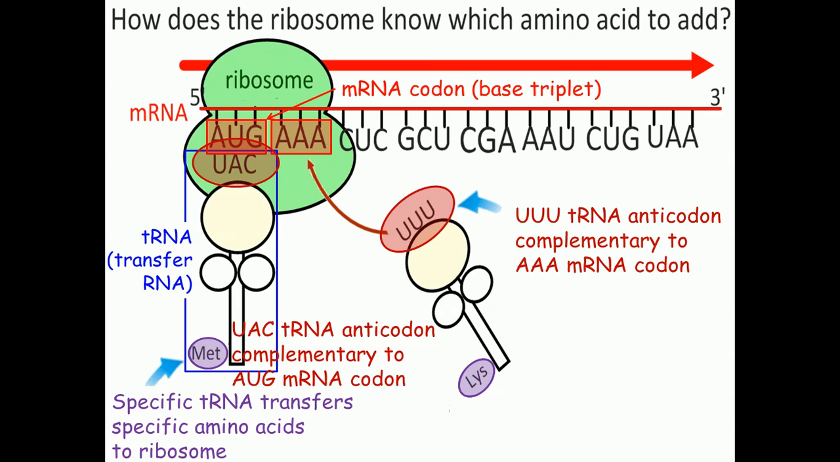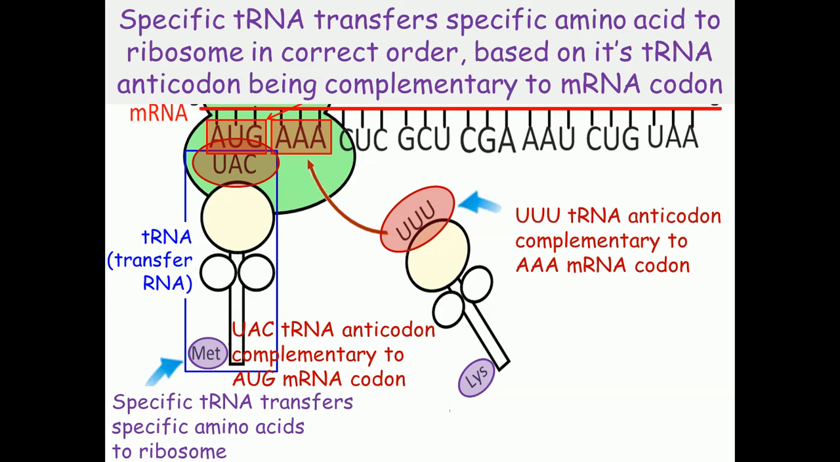And we could see that from the previous example, the UAC tRNA anticodon is complementary to the AUG mRNA codon, and that is why the first amino acid that was transferred was MET, because the tRNA molecule with the UAC anticodon contains the MET amino acid. This means that specific tRNAs transfer specific amino acids to the ribosome in the correct order. And it does this based on its anticodon being complementary to the mRNA codon.